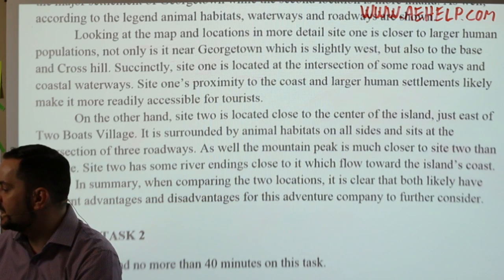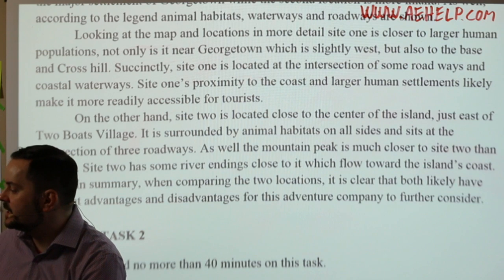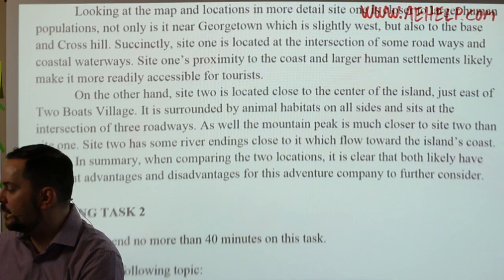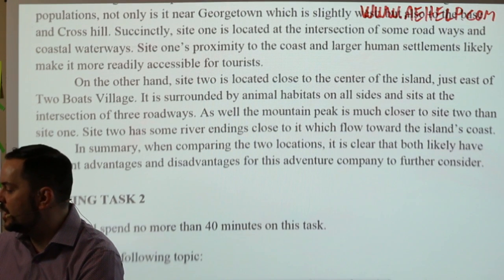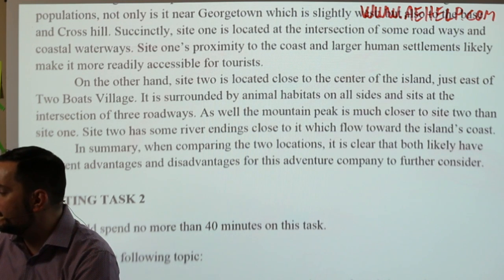and locations in more detail, Site 1 is closer to larger human populations. Not only is it near Georgetown, which is slightly west, but also to the base and Cross Hill. Succinctly, Site 1 is located at the intersection of some roadways and coastal waterways. Site 1's proximity to the coast and larger human settlements likely make it more readily accessible for tourists.